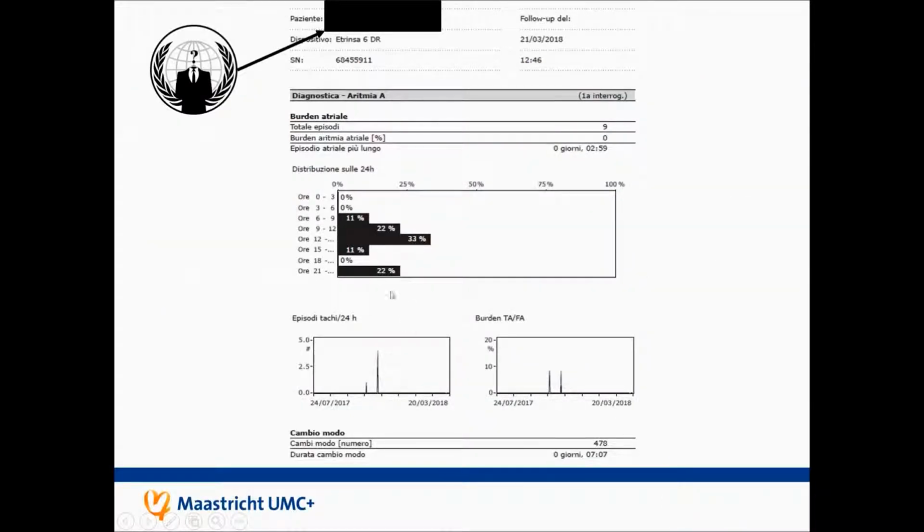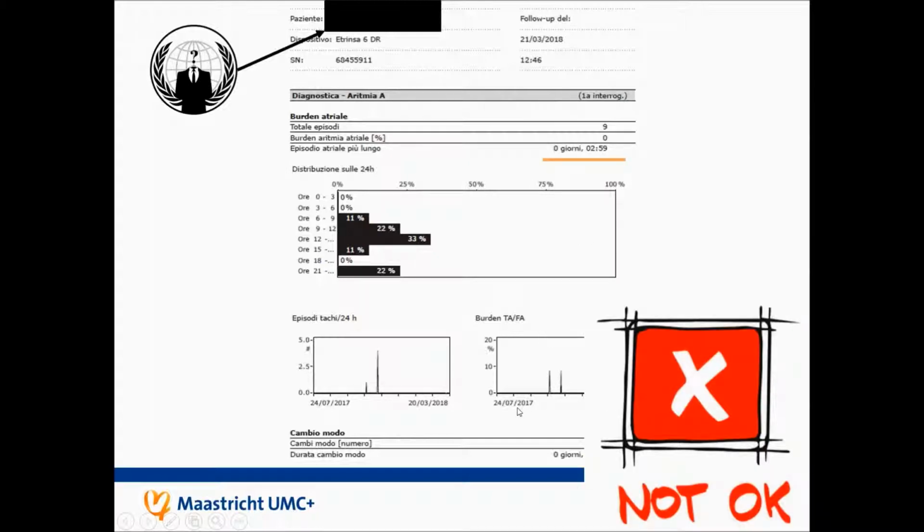This was an example I also got. I put a black box over it because it was not anonymous. Again, this is very important to pay attention to. When we look at it, there were 9 atrial episodes, but the longest atrial episode was 2 minutes and 59 seconds. So we know this is not a correct episode, not an adequate atrial high rate event.